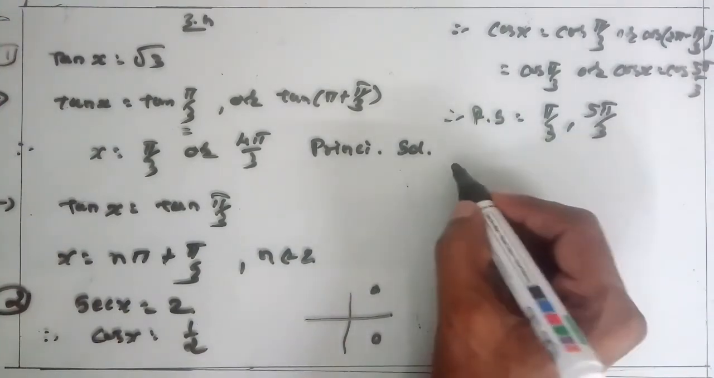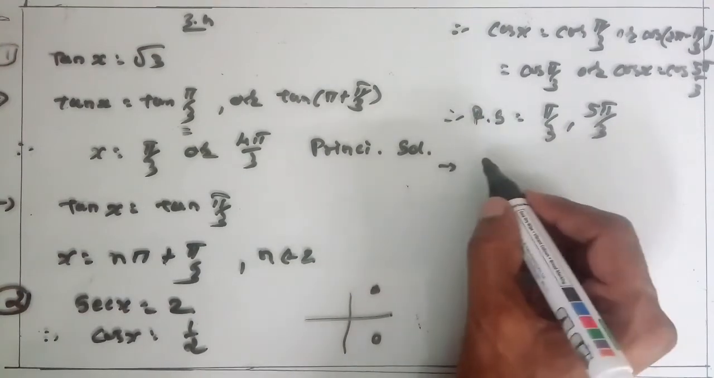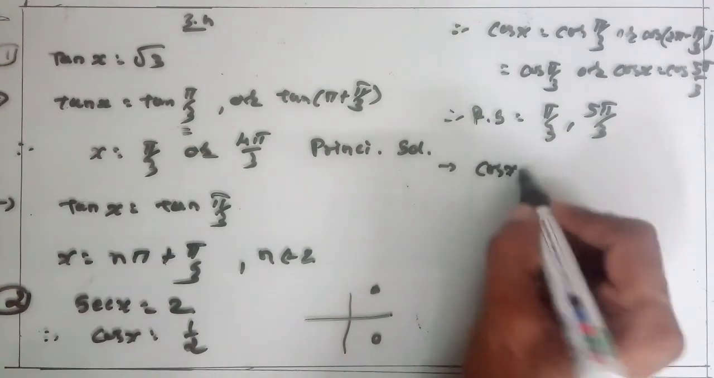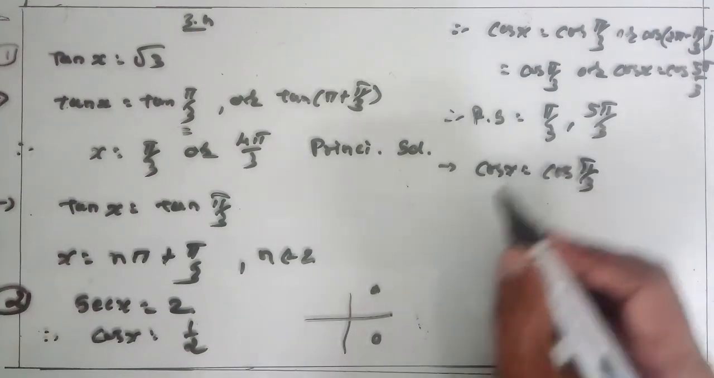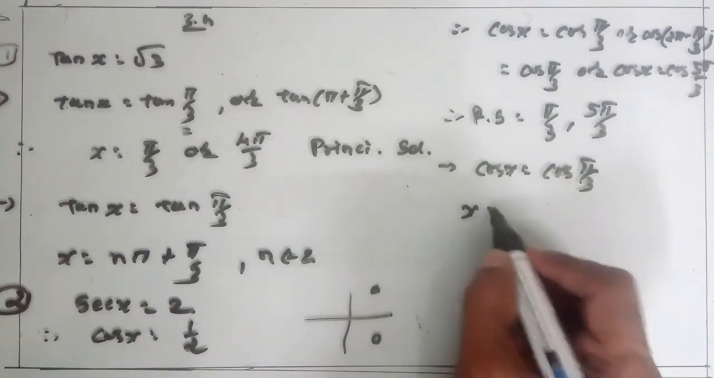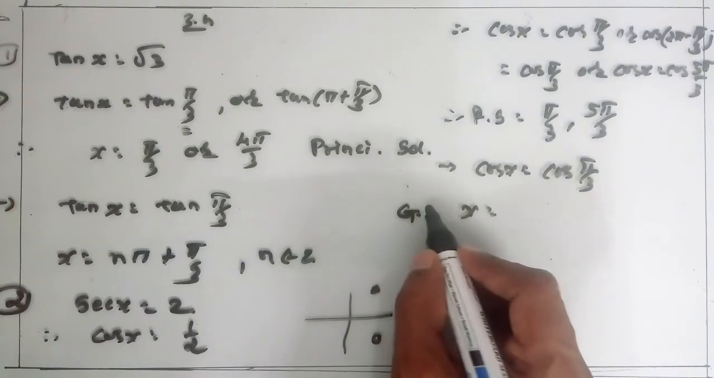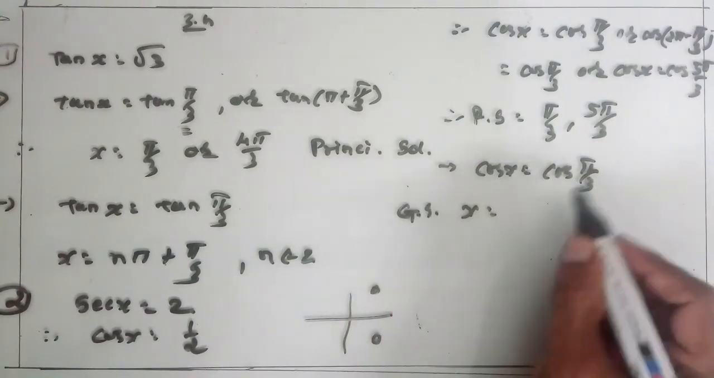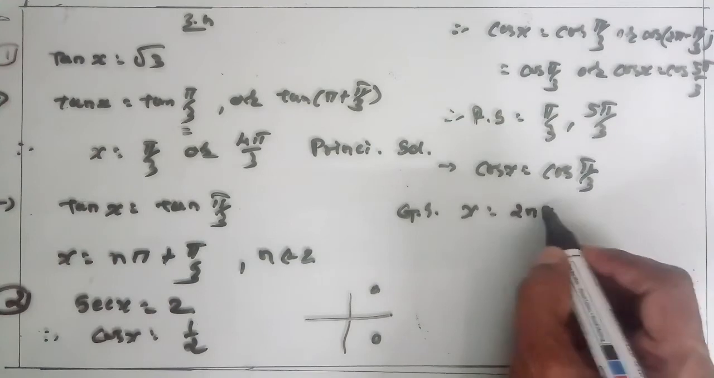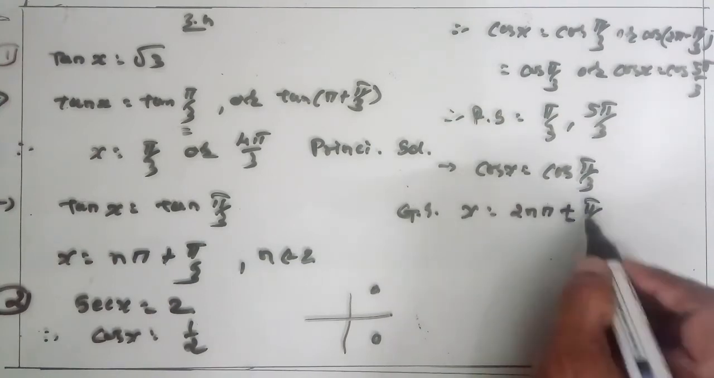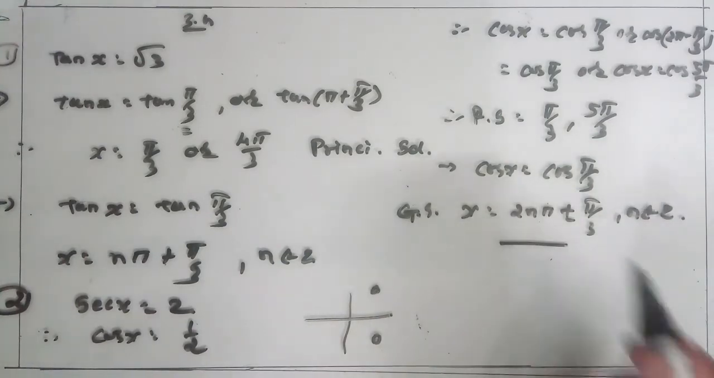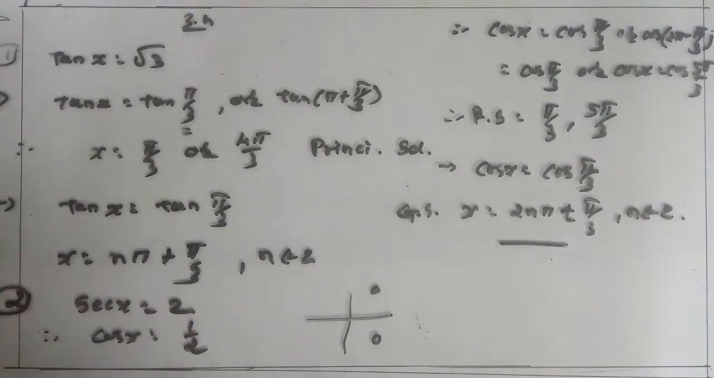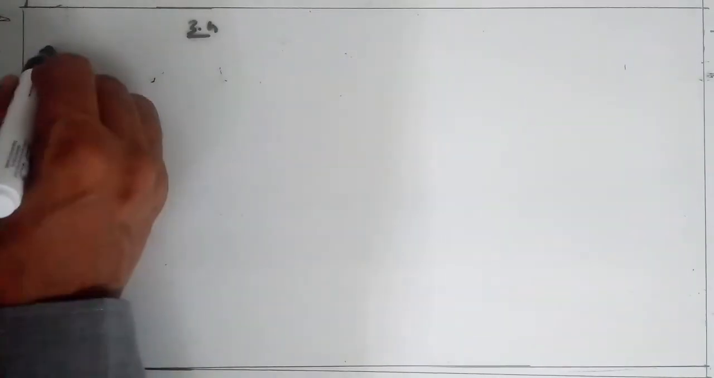Clear this? And for general solution, cos x is equal to, take smallest form, cos pi by 3. So x is equal to general solution. x is equal to 2n pi plus or minus pi by 3, n belongs to Z. This becomes the general solution. Clear? Now number 3.